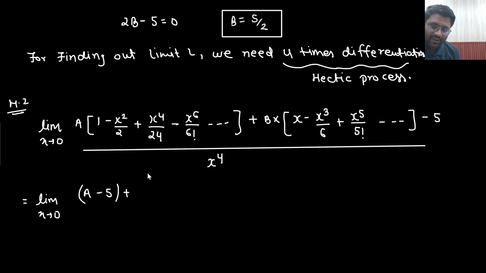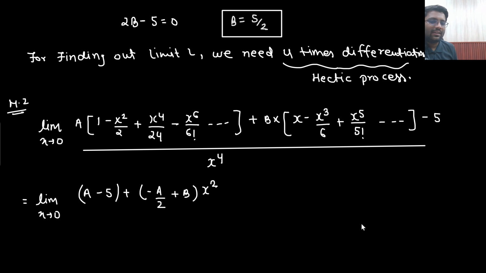Can I get x to the power 2? Yes. From here I am getting x to the power 2, that is coming out to be minus a by 2 x square, right? Minus a by 2 x square. Then from here as well you will get x to the power 2, which is coming out to be bx square. Understandable? So x square comes outside. So minus a by 2 plus b, x square.